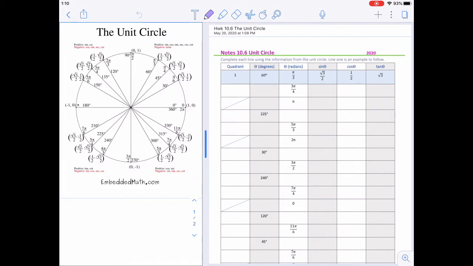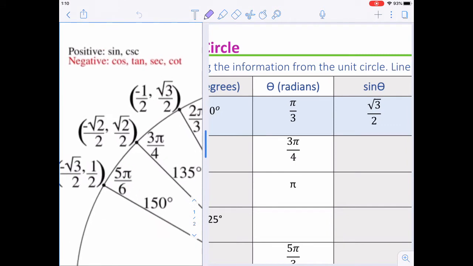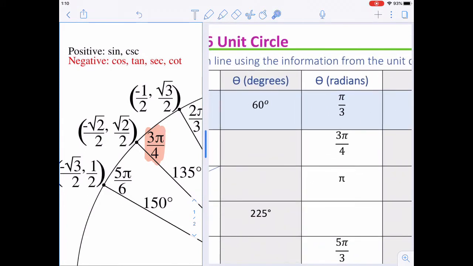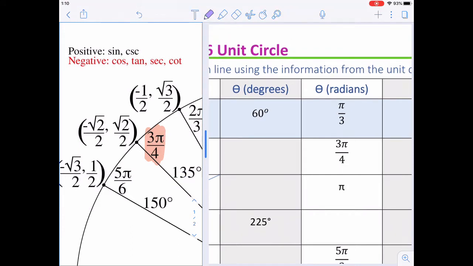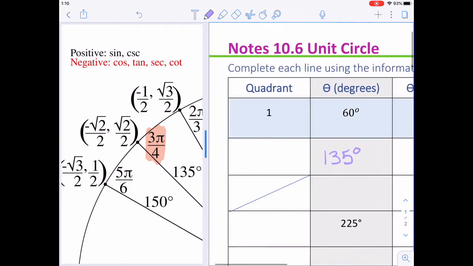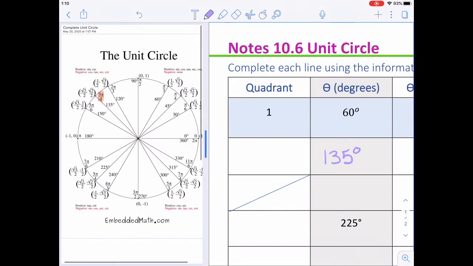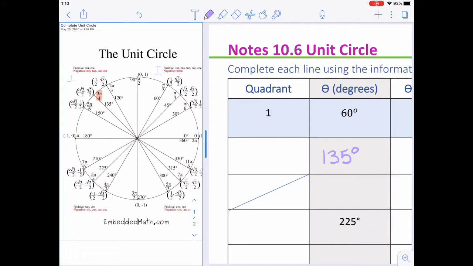So for the first one, what's given to us is this radian measure of 3 pi over 4. So we're going to find that on our unit circle. 3 pi over 4, so that's right here. And then it asks us to fill in the rest of this chart. So we can see that our degree measurement for 3 pi over 4 is 135 degrees. So it's going to go right here, 135 degrees. It also asks us for our quadrant. Quadrants go in counterclockwise order, so we have quadrant 1, 2, 3, and 4. This one is in quadrant 2.